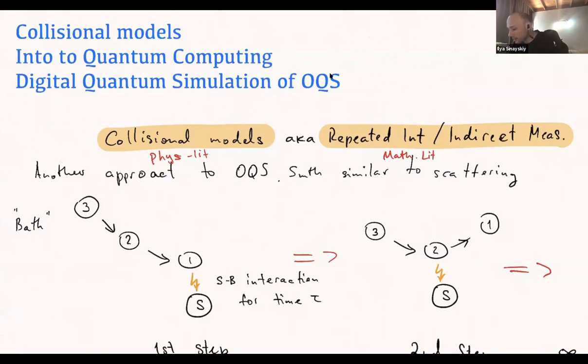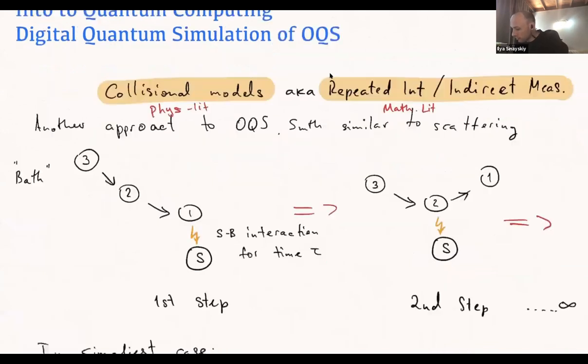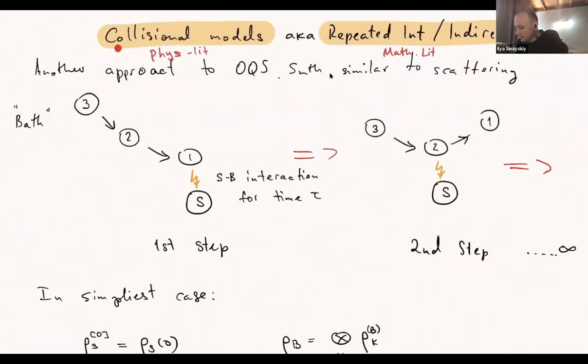Okay, so let's start. Collisional models. This is the title of this approach in the physics literature. In the mathematical physics literature, it's called the repeated interaction approach, or sometimes, if your interaction is of a special kind, the indirect measurement approach. All these things mean roughly one and the same thing.